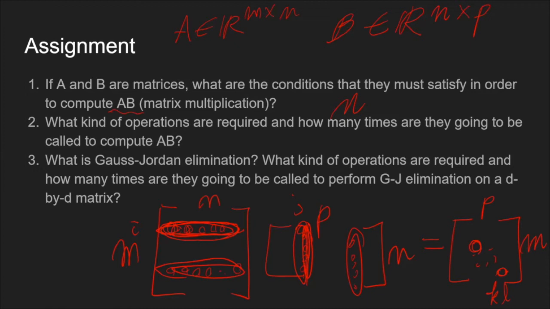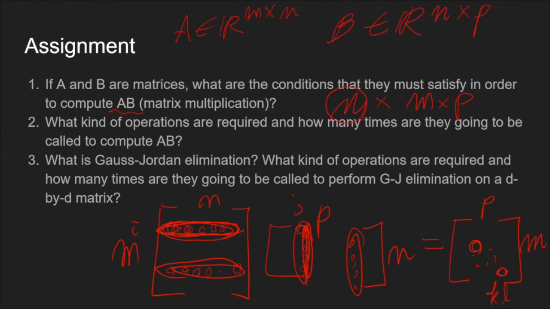Now, if you think about it, the result matrix is m by p, which means we have m times p elements in total in the result matrix. And in order to compute all these m times p elements, for each of the elements we need to do n multiplications. So in total, it's going to be n times m times p.